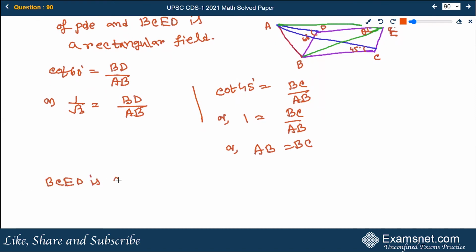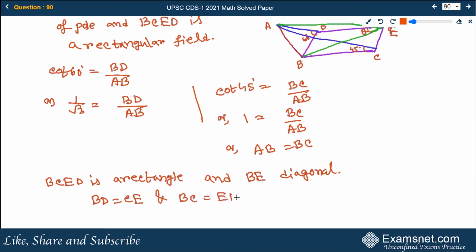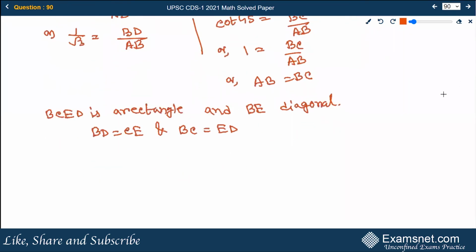BCED is a rectangle and BE is the diagonal. So we know the opposite sides of a rectangle are equal. So BD equals CE and BC equals ED. Okay. Also, we can find the value of the diagonal using the Pythagoras theorem, that is BE square equals BD square plus DE square.